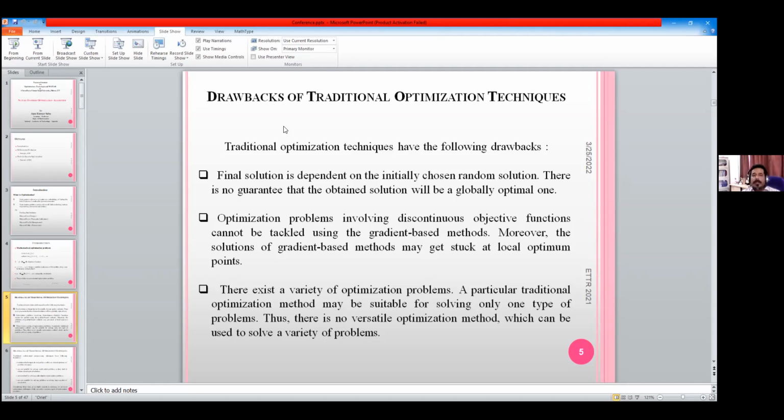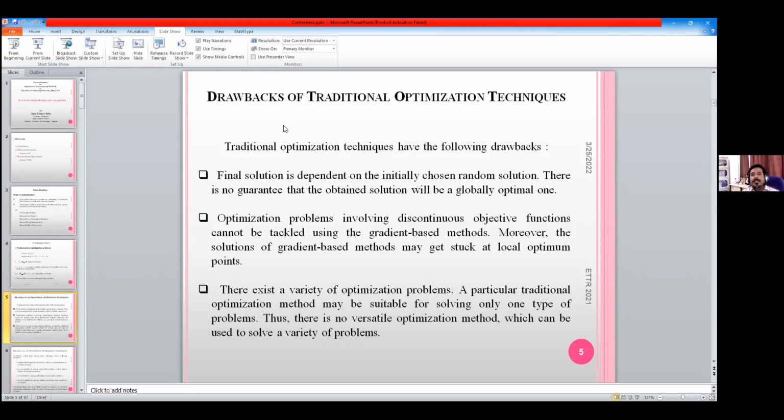And the last and the most important problem is when the problem itself is very complicated, or very non-linear. Then traditional optimization methods do not work well. Another problem is that these traditional optimization methods are problem specific. For a particular type of problem, you have to use this method. For another type of problem, you have to use another method. So they are all problem-specific optimization algorithms.